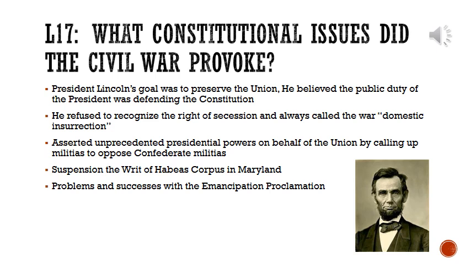However, the problem with it was that it did not free a single slave, because what he was doing was, at the time, issuing an executive order for a foreign country. The Confederate States of America at the time was a foreign entity. So when the Confederates read the Emancipation Proclamation, nothing really happened. They just saw it as being nothing. It's like the Prime Minister of Canada issuing an executive order that would affect the United States. That's the way to look at it.